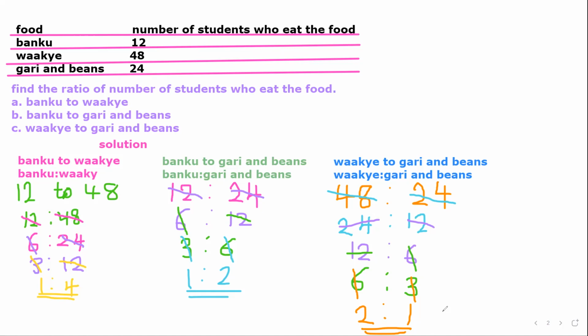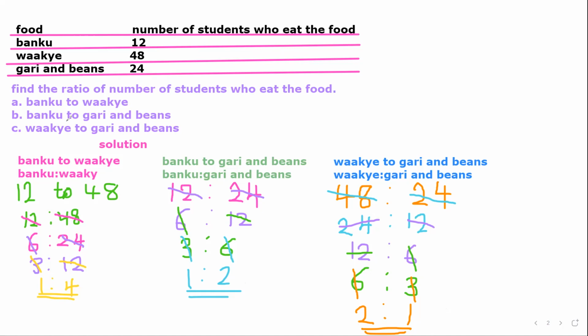So when you are comparing wache to gari and beans, the school administration or a person cooking on any school premises can decide to cook more wache than gari and beans to satisfy the students around. Okay, so this is how we do the survey and break the ratios into their simplest form. Always try as much as possible to break each ratio into its simplest form.